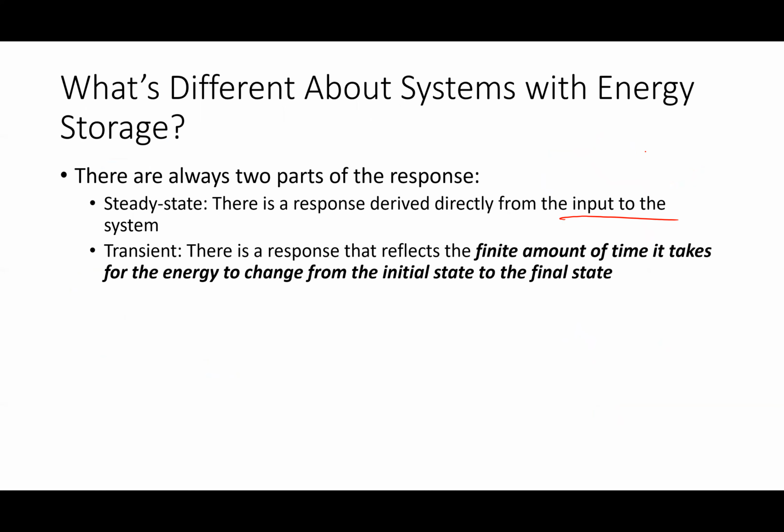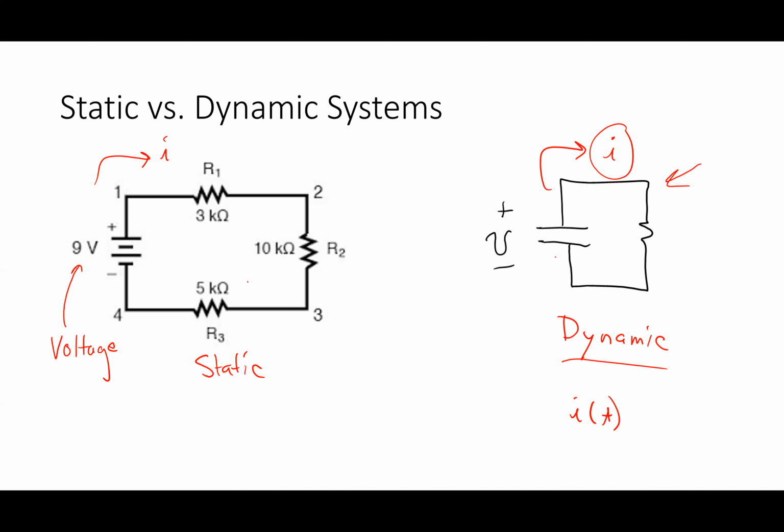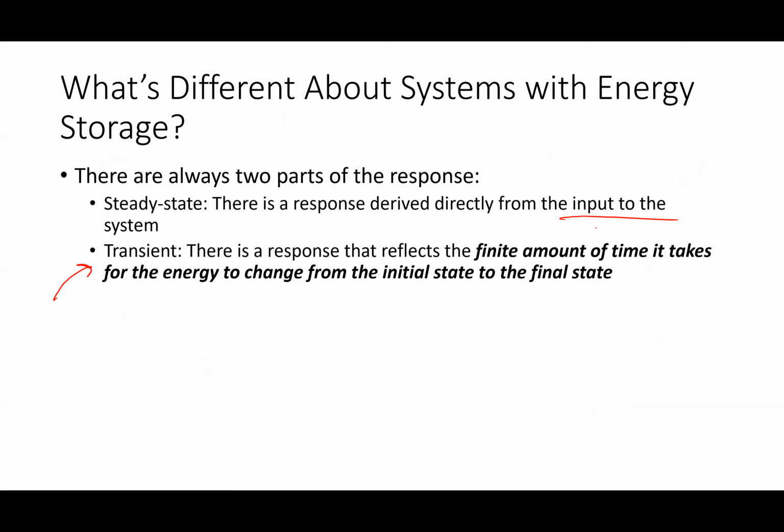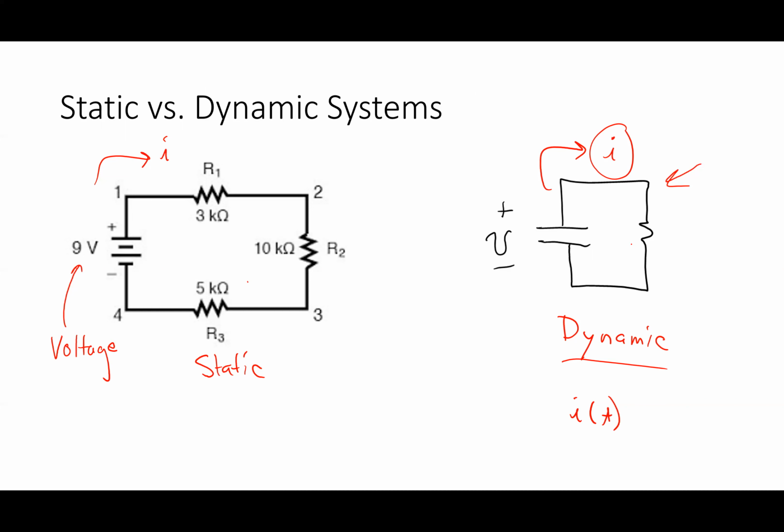But the other piece is the fact that there's a transient response. There is this fact that the energy stored in this capacitor doesn't want to change instantaneously. So there's always two parts to our response. There's a response that comes from the input, and then there's a response that reflects this, what I said, finite amount of time it takes for the energy to change from the initial state to the final state. So it's valid, I think, for somebody to say that the capacitor is the source here.